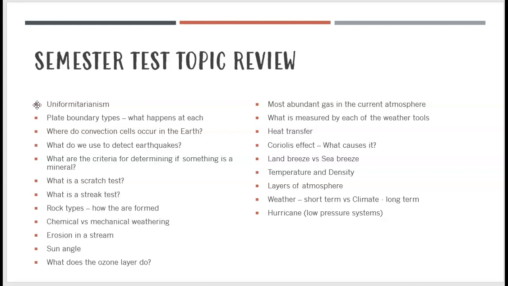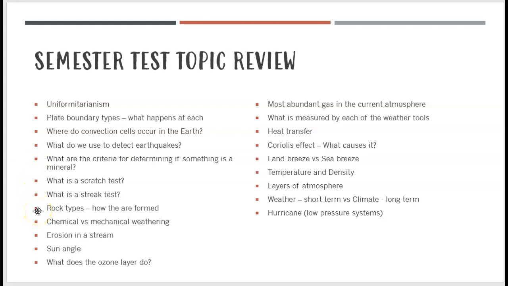Uniformitarianism, it's one of the terms that we discussed when we talked about changes in the Earth and plate tectonics. We'll talk about the different types of plate boundaries and what happens at each of those, where convection cells occur within the Earth. So we have to look at the different layers of the Earth. We'll talk about the equipment and technology used to detect earthquakes, the criteria to determine if something is a mineral, and then looking at minerals, we'll examine the scratch test and the streak test.